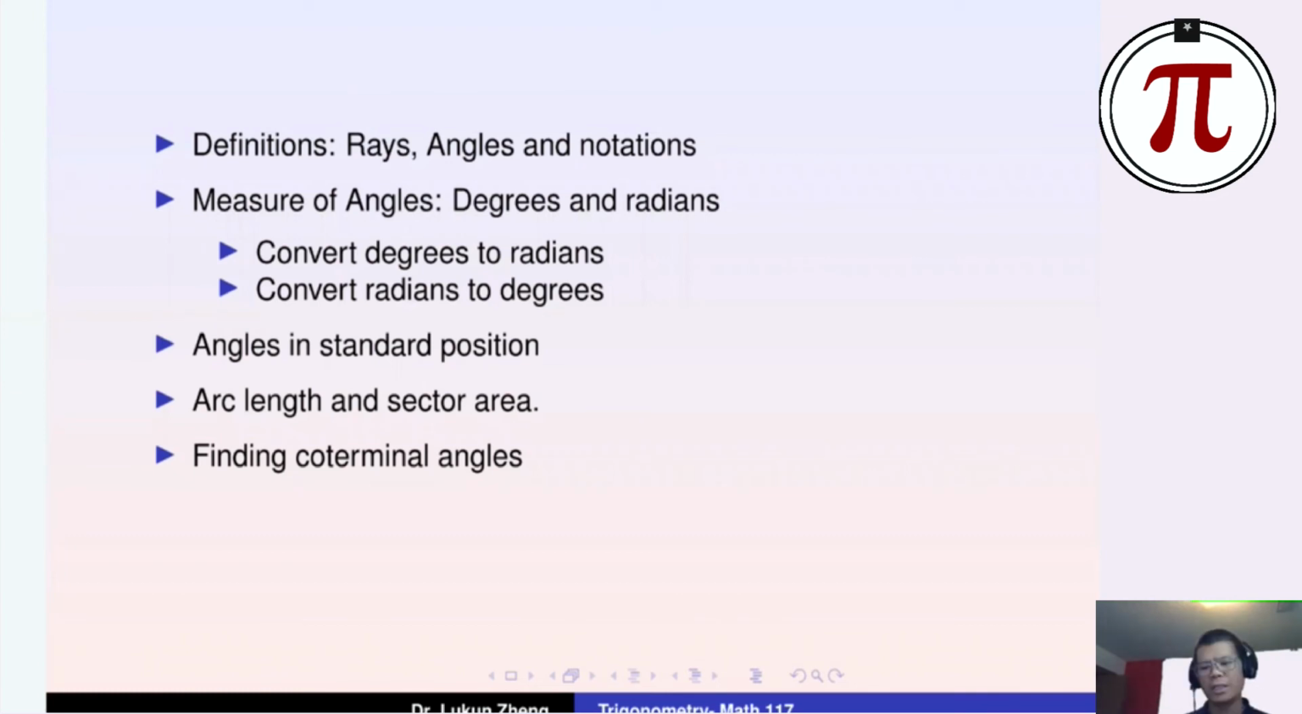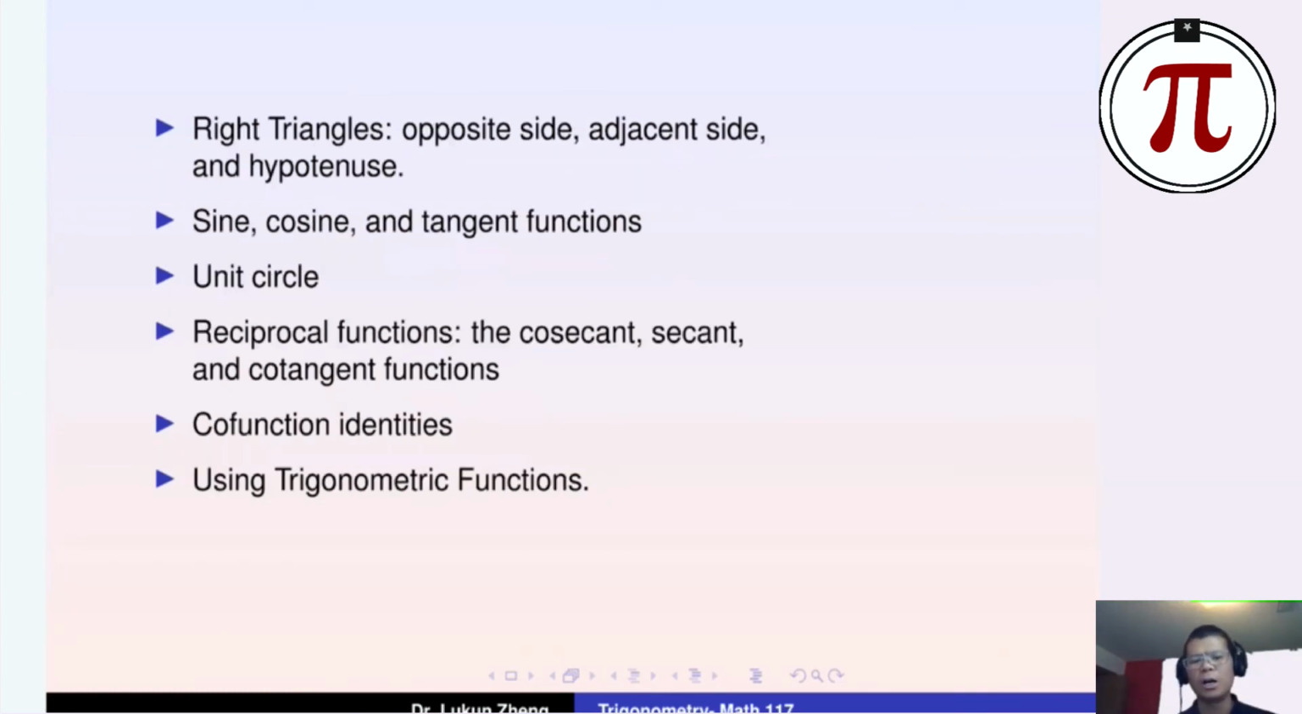Section 1.2. Okay, the right triangles, opposite side, adjacent side, and hypotenuse, right? Based on all these sides, we need to be able to find the sine, cosine, tangent functions, right? So what are the definitions? How to find them? For instance, sine is what? Opposite over hypotenuse, right? Then the unit circle, right? On a unit circle, the x coordinate of the point is cosine theta, and the y coordinate is sine theta.